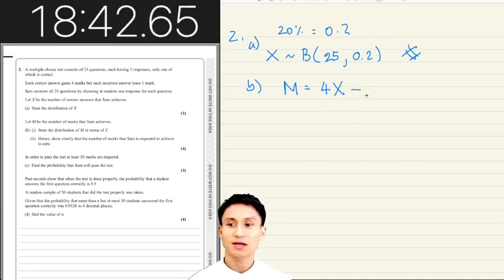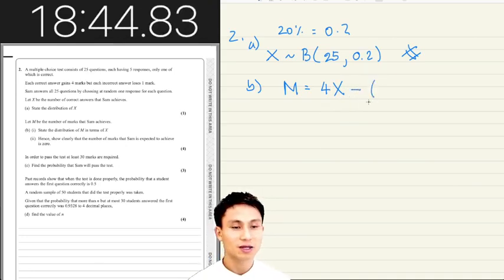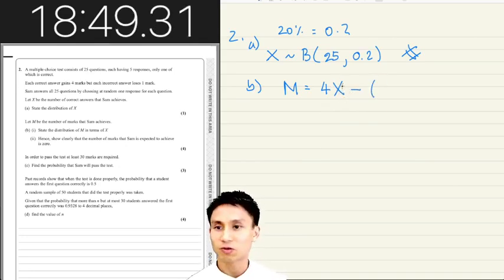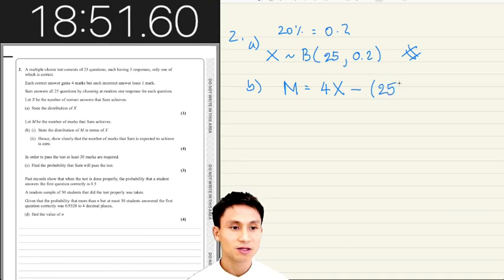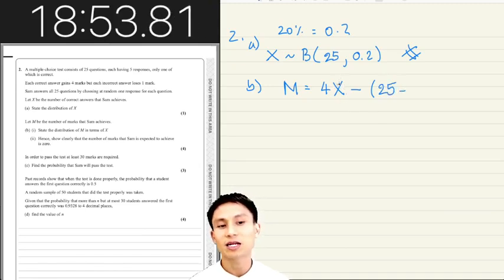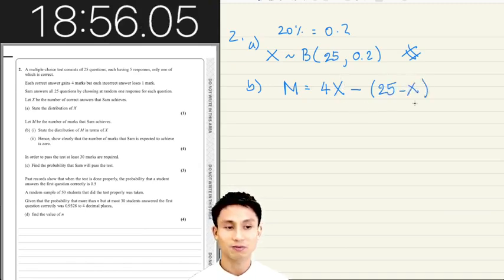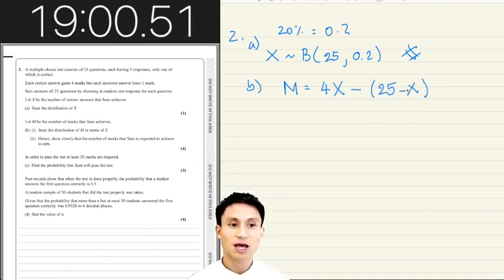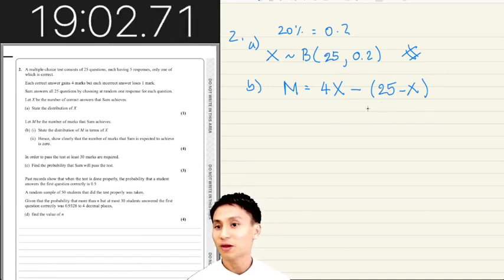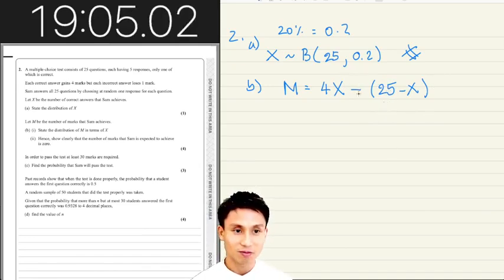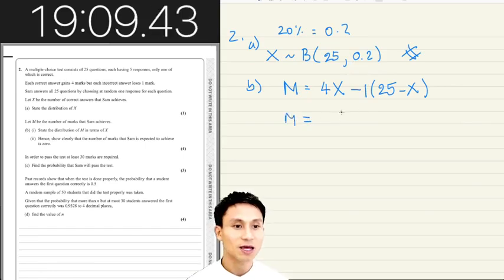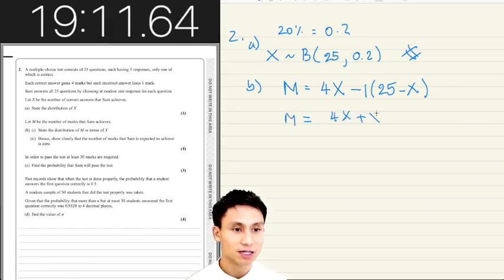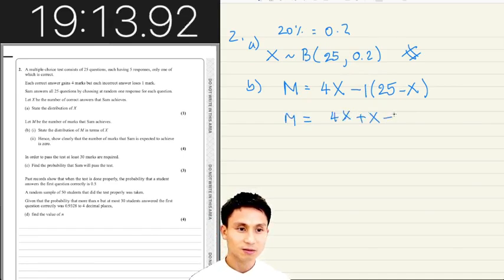Because M is the number of total marks, minus the number of wrong answers. Well, the number of wrong answers is just the total number of questions, which is 25, subtracted by the number of questions he got right, which is x. If he got x right, then 25 minus x would be the wrong questions. And we have to multiply that by 1 because there is already a minus 1 in front. If we simplify that, we get 4x plus x, minus 25.